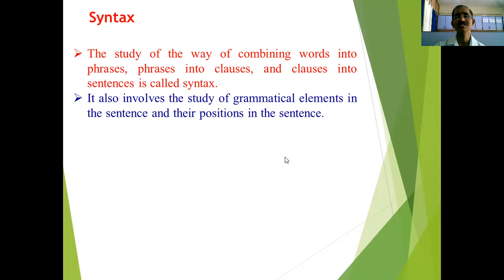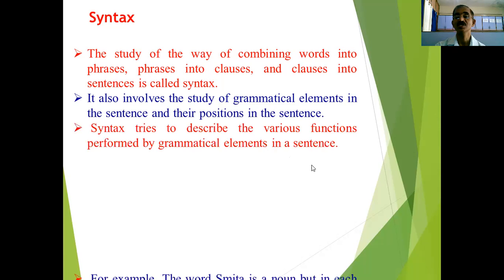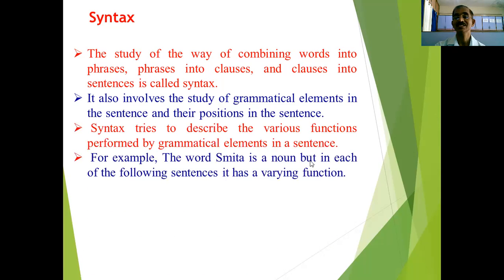Syntax involves the study of grammatical elements in a sentence and their position in the sentence. So syntax tries to describe the various functions that are performed by the grammatical elements in the sentence.